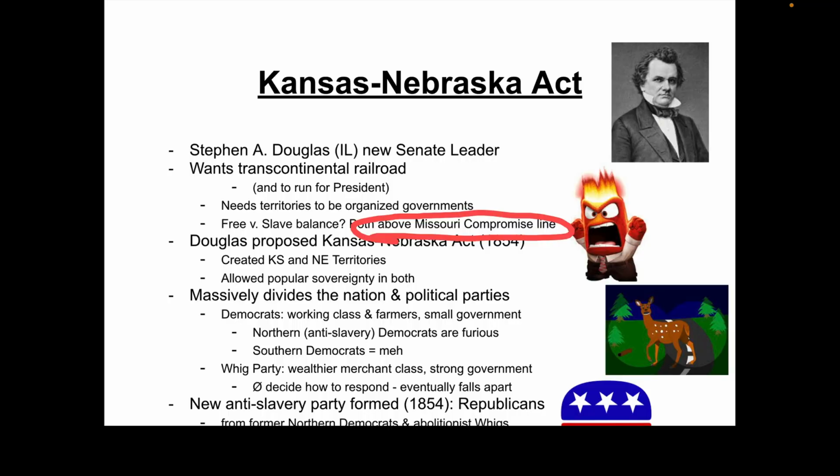And so Stephen A. Douglas is like, well, I want to get this railroad done, but I need to find a way to not make everybody mad, to keep that balance in Congress. Because, again, he's trying to run for president. He doesn't want to upset everybody in the South because he needs those votes. And so what he does is he proposes what is called the Kansas-Nebraska Act in 1854.